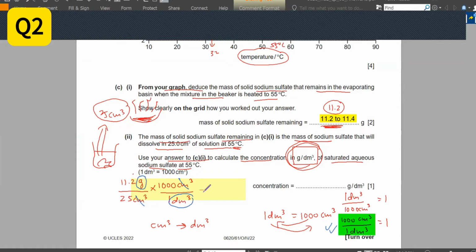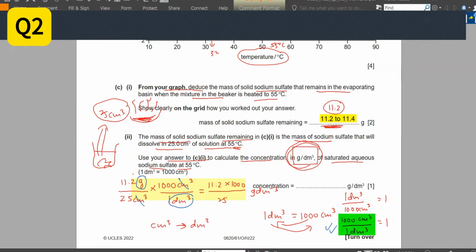11.2 multiply 1000 divided by 25, giving us the unit that we want, gram per dm cube. So that will give us the answer 452. Hold on. Let me calculate. Okay, 11.2 multiply 1000 divided by 25.